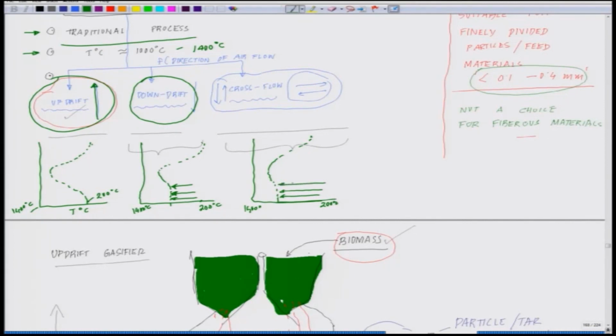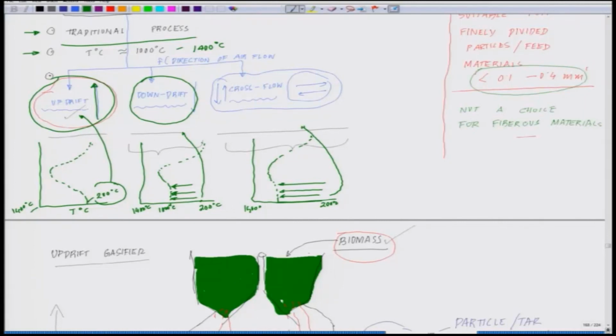So efficiency wise, in the updrift, you are getting a gas back at 200 degrees, which is the most efficient one. Here you are getting a gas around 900 to 1000 degrees centigrade, which is slightly less efficient, and this one is maybe near to downdrift or maybe less than downdrift.